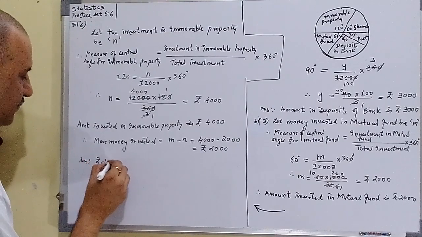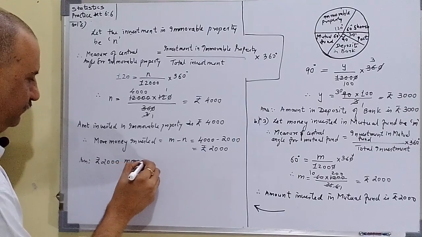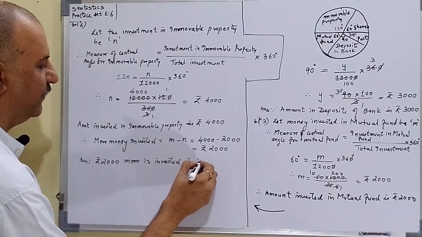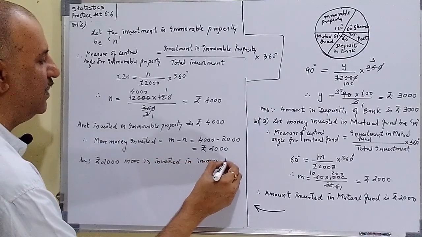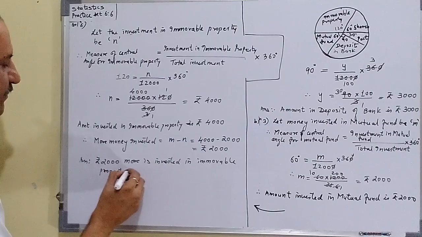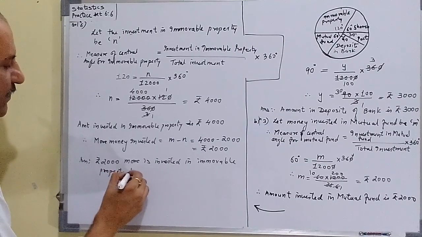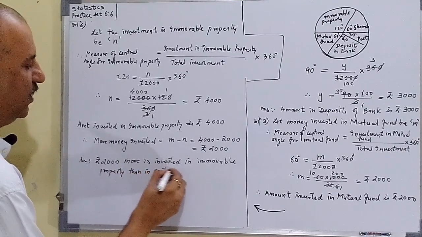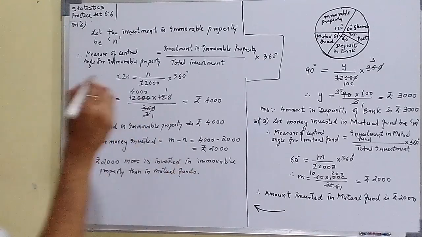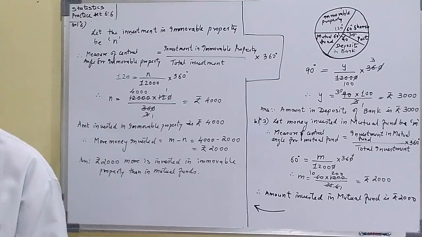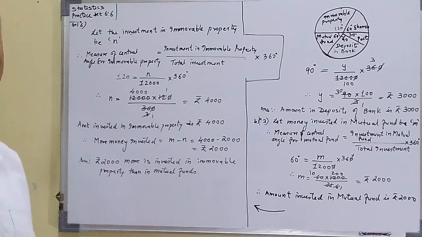Rupees 2,000 more is invested in immovable property than in mutual funds. Question number 6, sub question 3. Question number 6 sub question 3 we have completed.